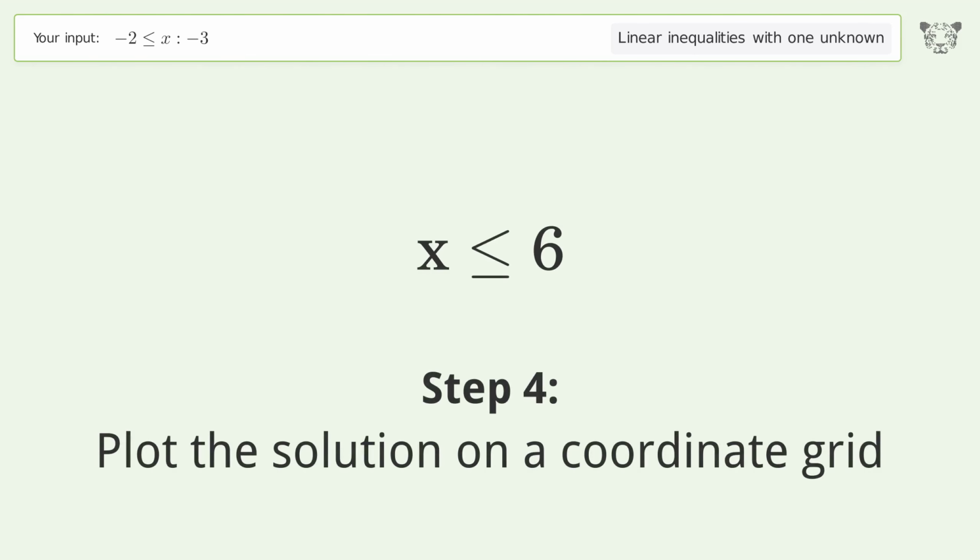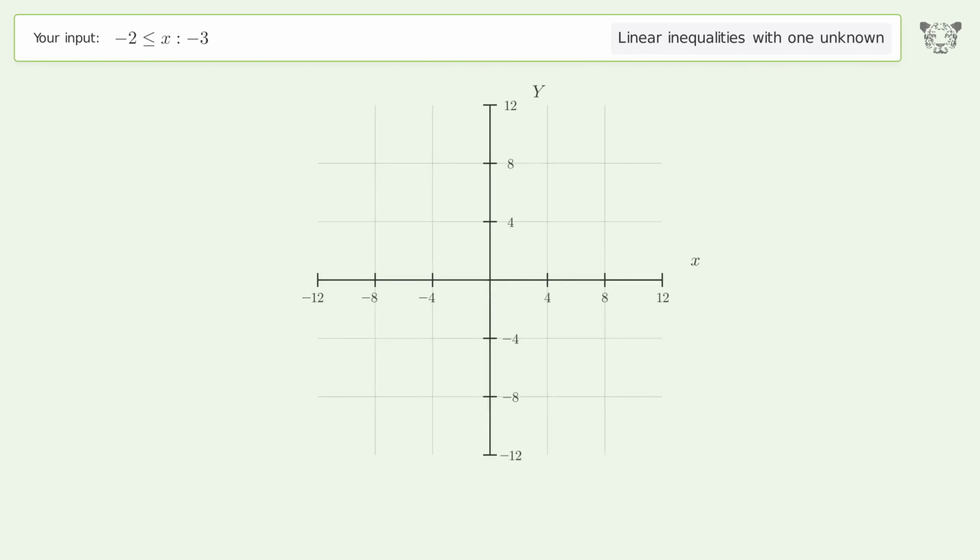Plot the solution on a coordinate grid. And so the final result is x equal or smaller than 6.